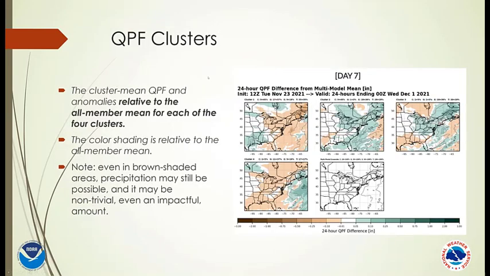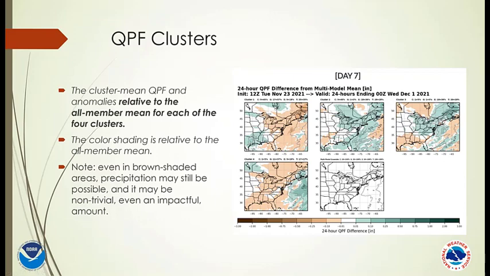When we go into QPF clusters, this is day 7. What we will see is that the cluster mean QPF and anomalies are relative to the all-member mean. There is no real good climatology for QPF, and there are also problems that some of the climatology doesn't cover the whole US. So what they had to do is make it all relative to the member mean values of the QPF. That's why you see the mean value not having any colors here.